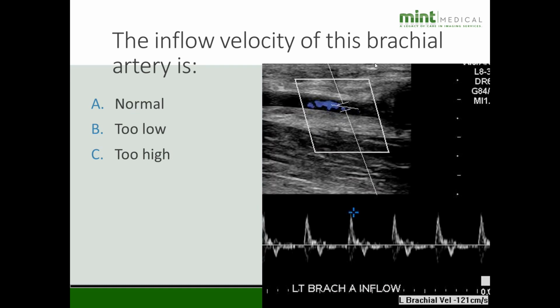The inflow velocity for this brachial artery with an AV fistula beyond is normal, too low, or too high. It's 121 centimeters per second. Number 1, it's too low. Number 2, the waveform is markedly abnormal for an artery feeding an AV fistula. It is a normal triphasic waveform for a native brachial artery, which would lead you to suspect there's occlusion or critical stenosis of the AV fistula.